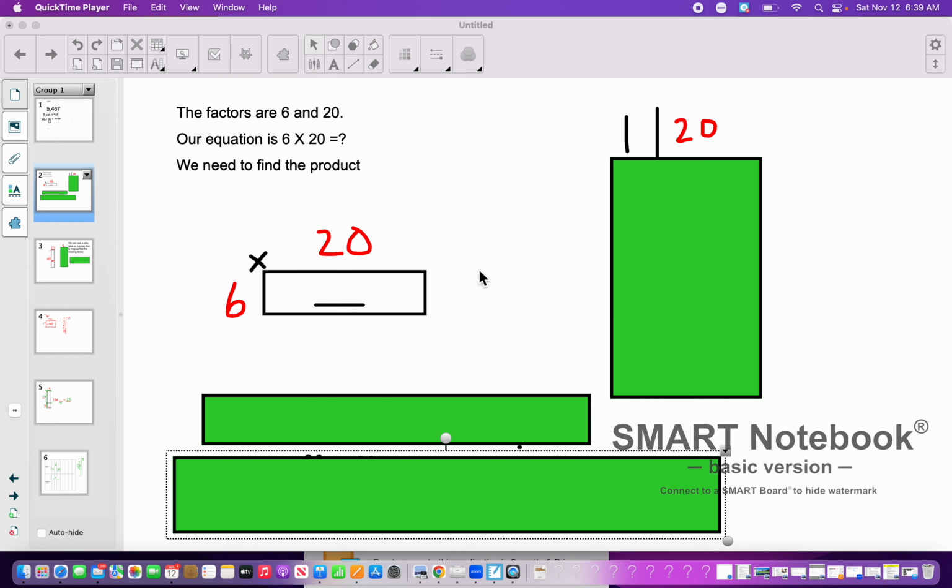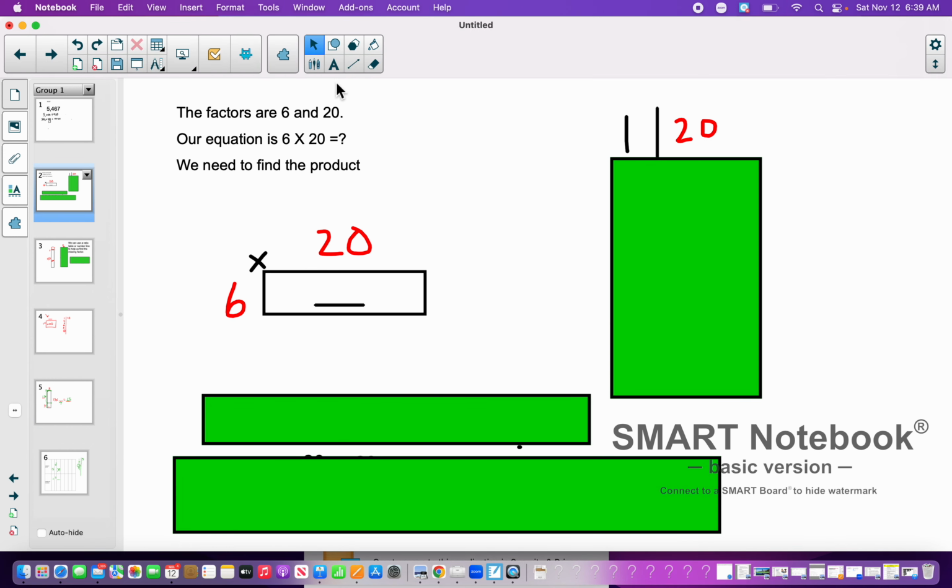All right, we're going to review how to do a multiplication equation using an area model. So in front of you, you see an area model. It's this rectangle here, 6 times 20. Another vocabulary word we need to know in fourth grade is the word factors. 6 and 20 are the factors. And this is called an equation. And we need to find the product. The product is what the factors produce or make.